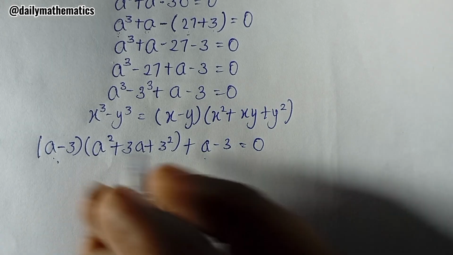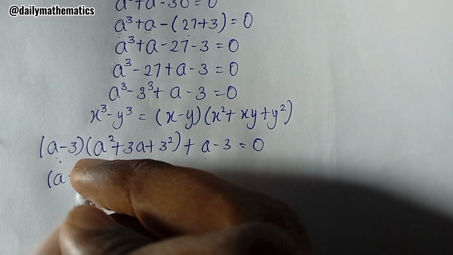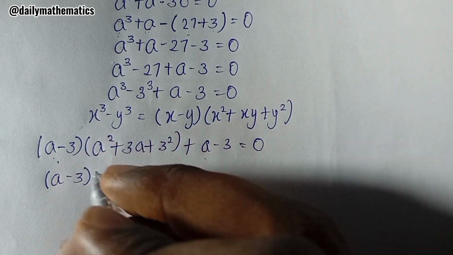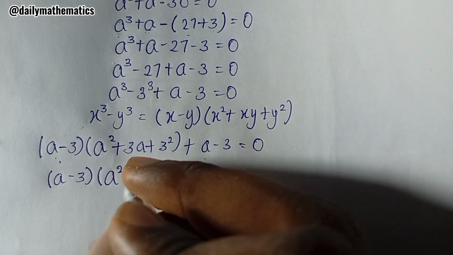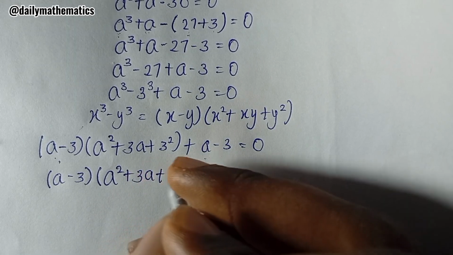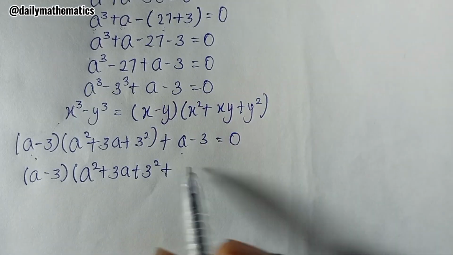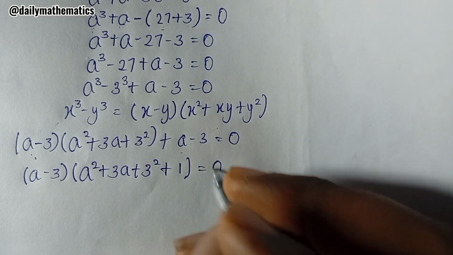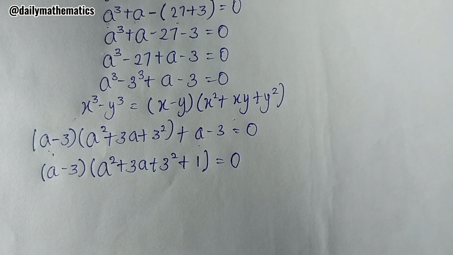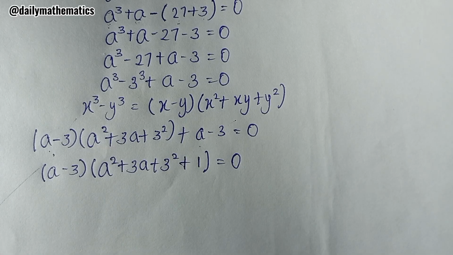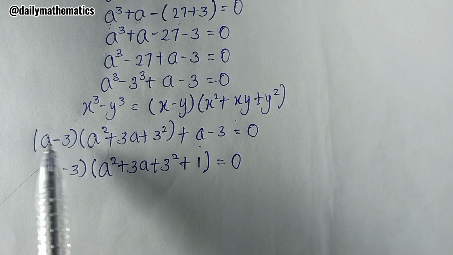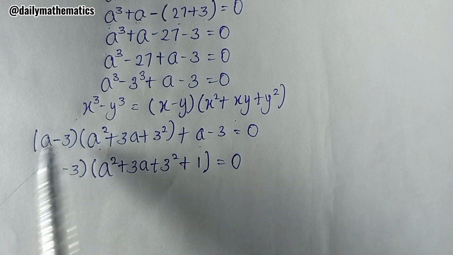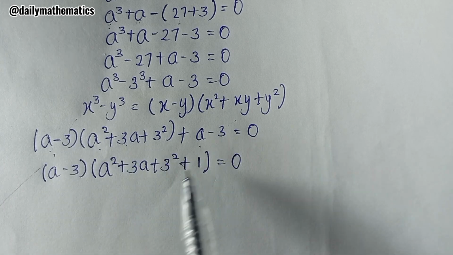This is a minus 3 and a minus 3, so we can factorize a minus 3 out. When we factorize a minus 3 out from here, we have this left: a squared plus 3a plus 3 squared. And when we factorize a minus 3 out of the other part, we have 1. That's because factorization is just like dividing. You find the common factors, a minus 3, and then you divide both sides by the common factor. When we divide by this one, we have this; when we divide by this one, we have 1.